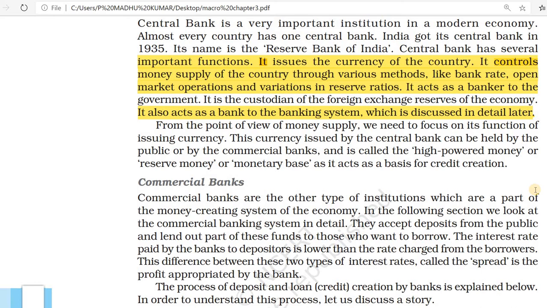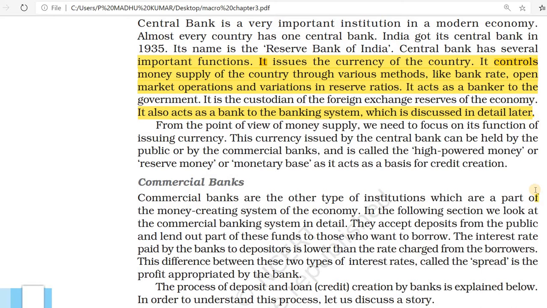The money supply and the issuing of currency are controlled by the central bank. The currency issued by the central bank, which can be held by the public or by the commercial banks, is called high powered money or reserve money.